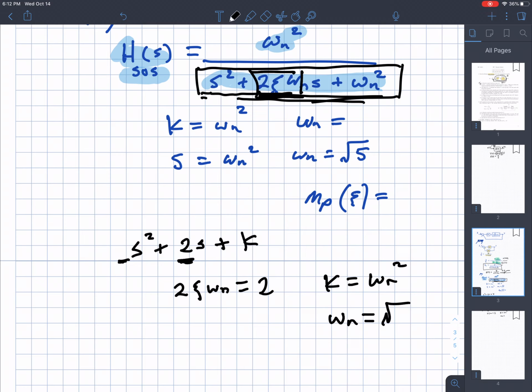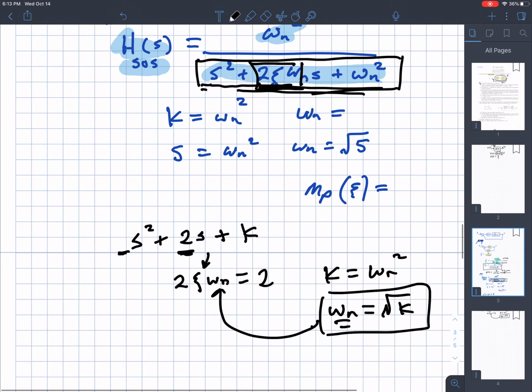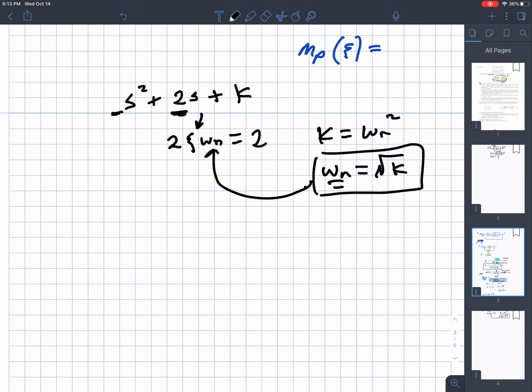It's square root k. All right, so in the problem, he gives you a specific value of k, and that lets you compute a numerical solution for omega n. All right, and once you know omega n, you can plug that back into here and solve for zeta. Okay? All right, so what does all that mean?